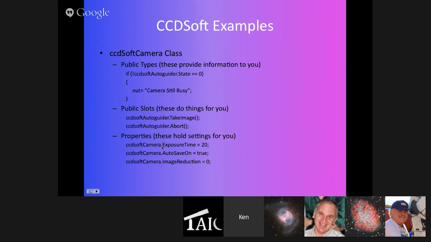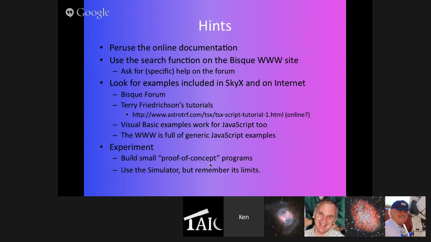And then there's properties, which is what I had mentioned before about setting settings within the program. So your exposure time, your autosave, your image reduction, in this case 0, which means don't do anything. Just download and save the image.